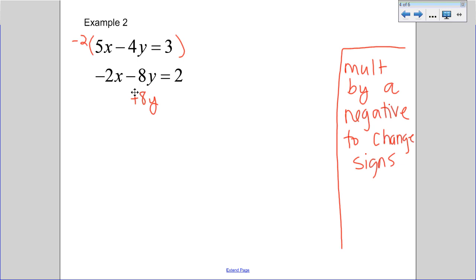Notice, ladies and gentlemen, I put parentheses in my problem, correct? And I put parentheses around the entire equation. So guess what that means about that negative 2? It has to get distributed and multiplied to the entire equation. Good job. So this is going to be negative 10x plus 8y equals negative 6.